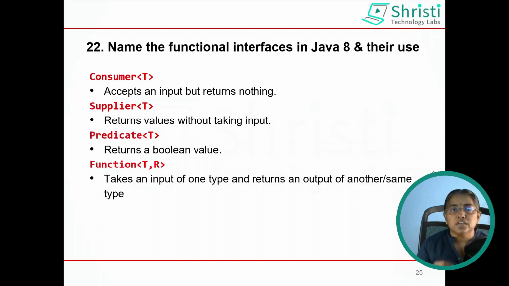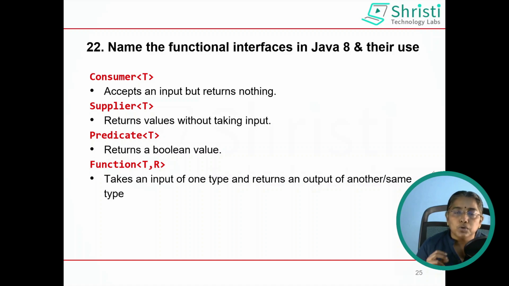One of the most commonly asked interview questions: name the functional interfaces in Java 8 and their use. They are Consumer, Supplier, Predicate and Function. Consumer takes input but does not return anything. It is used for printing data. Supplier does not take any input but returns a value. Whenever you want to generate infinite streams, you can use Supplier. Predicate returns a boolean value. Whenever you want to perform a testing condition, you can use Predicate.